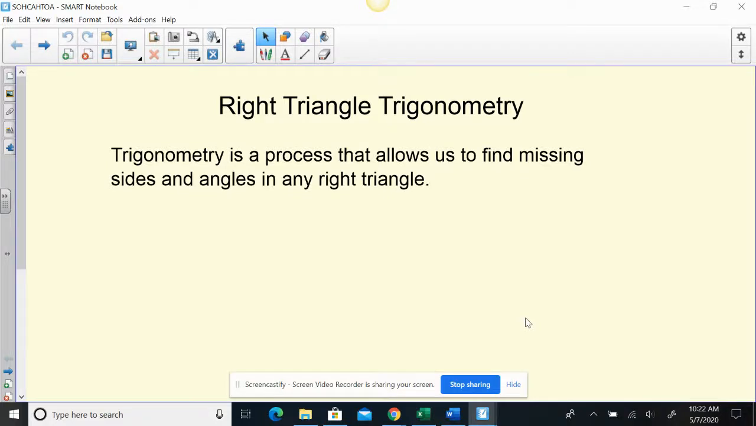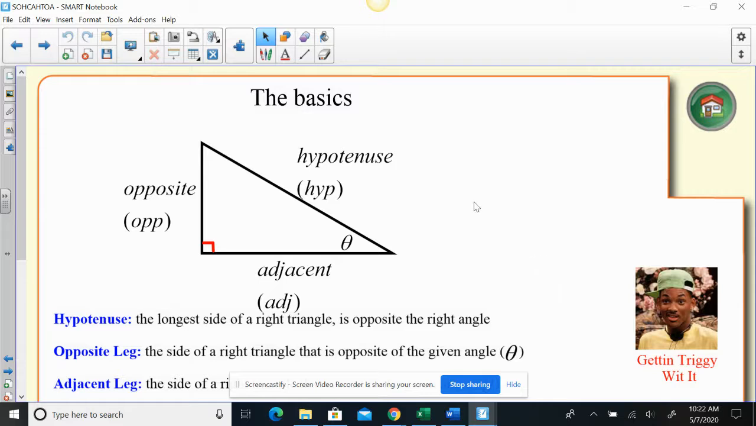Hey guys, today we are going to review right triangle trigonometry. So you might remember covering this in Math 2. You should. I believe you guys spent quite a lot of time on it. So, getting down to the basics.